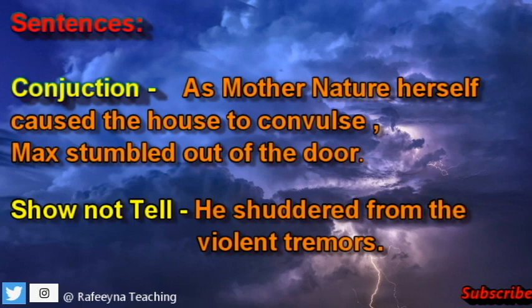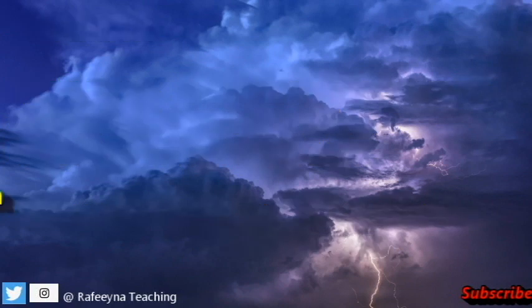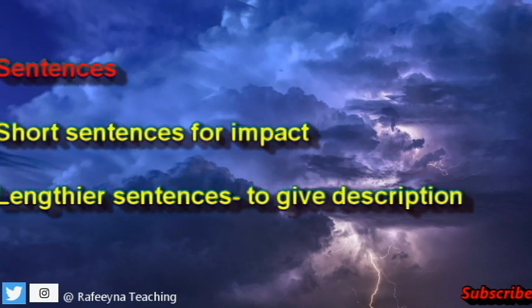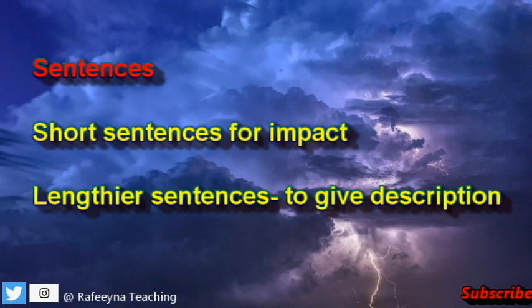Conjunction starters: as Mother Nature herself caused the house to convulse, Max stumbled out of the door. Show not tell sentences: he shuddered from the violent tremors. These are only a few examples of the sentences that you could use. Try to include short sentences for impact and lengthier sentences to give description.